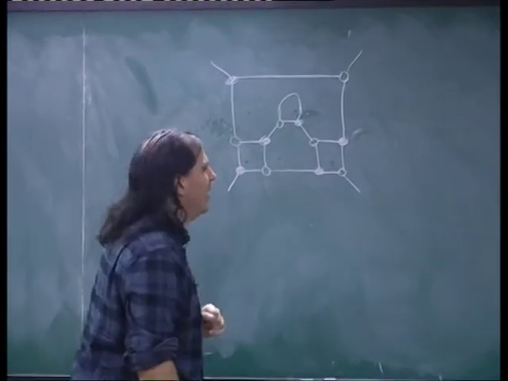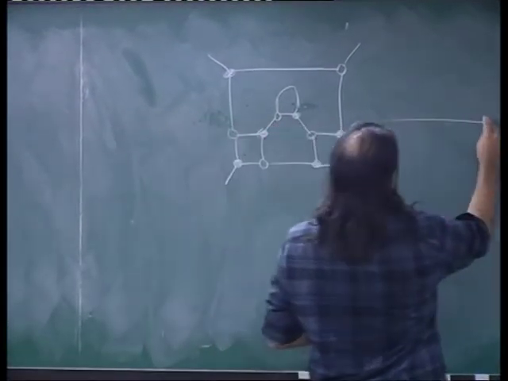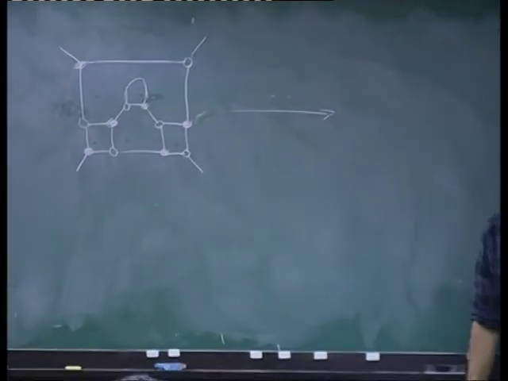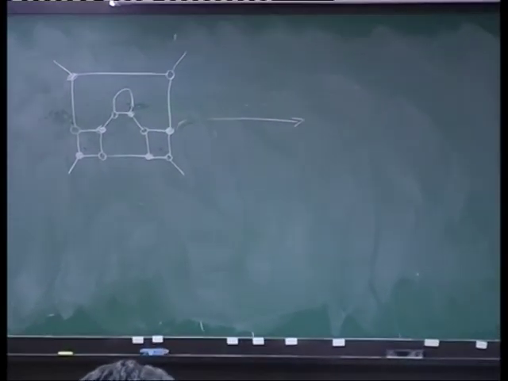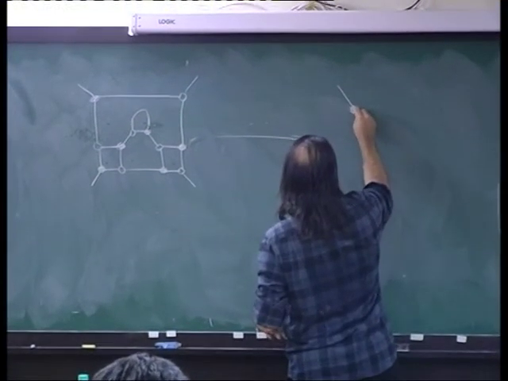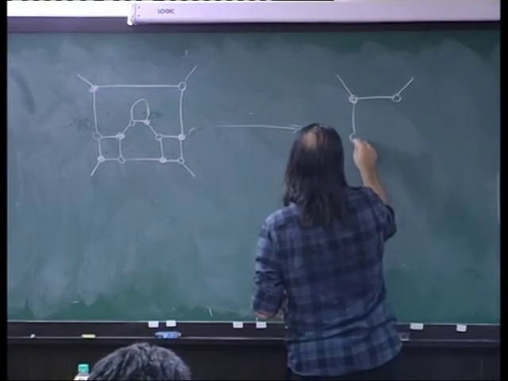Beautiful. But a few square moves later, if you use the square moves and merge operation and so on, you find the same object can be represented in a completely different looking form. So let me draw what it looks like.